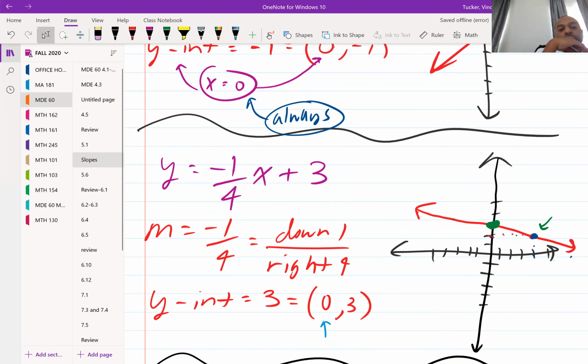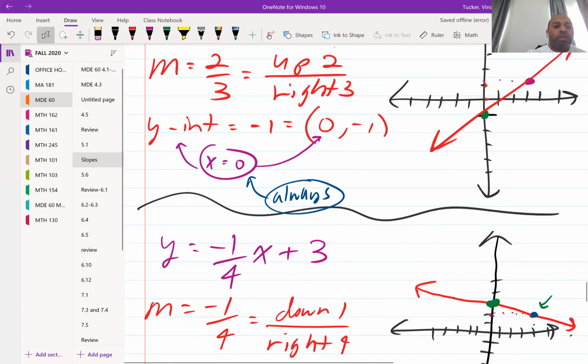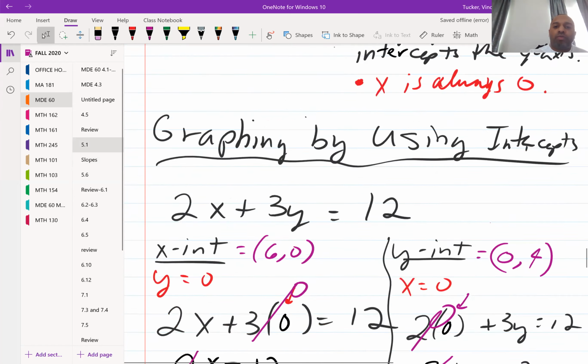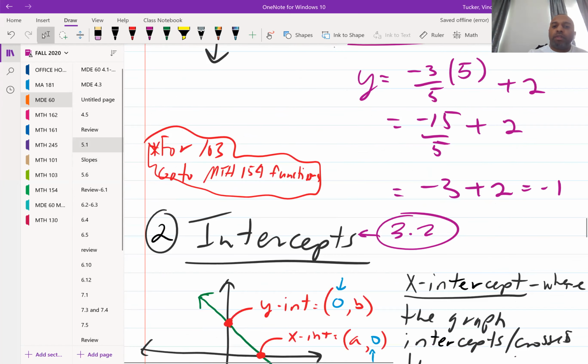All right, questions? Any questions? All right, so that's what 10.2 is on. Slopes and, go back, our intercepts.